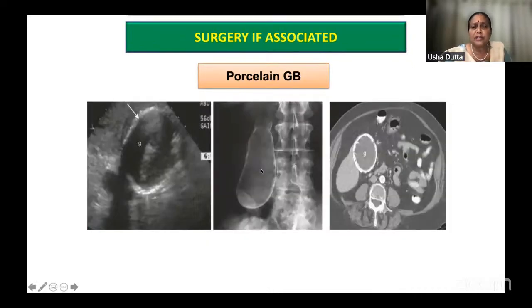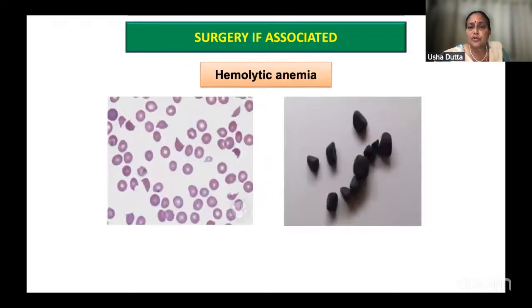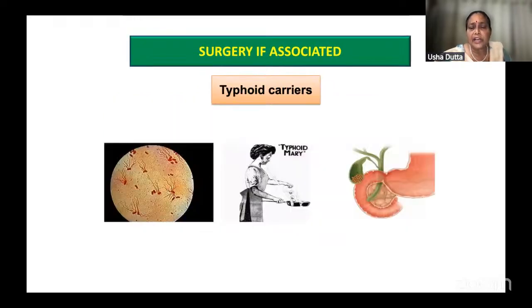If there is associated porcelain gallbladder, there are recent changes in our understanding of porcelain gallbladder. Nevertheless, such a gallbladder has no business of staying in the abdomen. It might as well come out. If the patient is going to go to a remote area, definitely they should have their gallbladders out. If there's associated hemolytic anemia, the gallbladder should be out. If they are typhoid carriers, these patients have biofilms on the gallbladder stones, and you can never eradicate typhoid unless you take out the gallbladder.